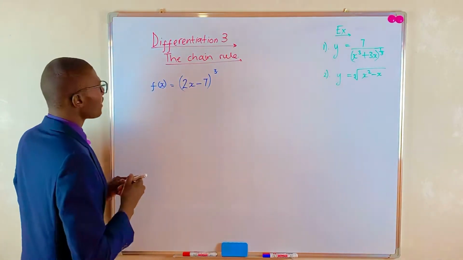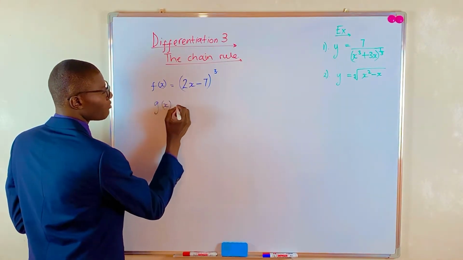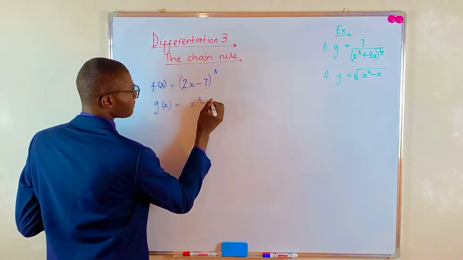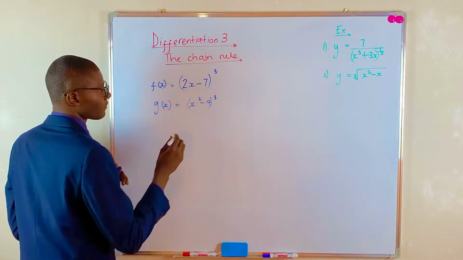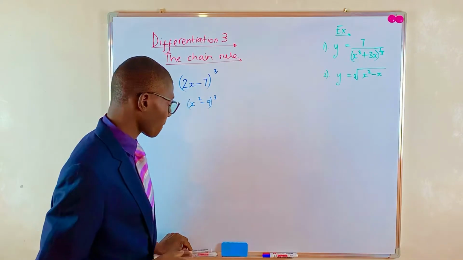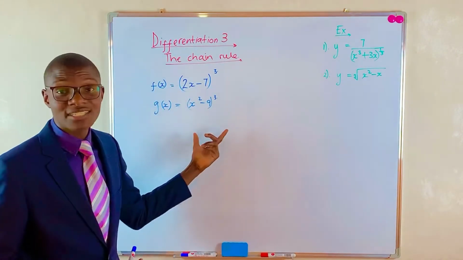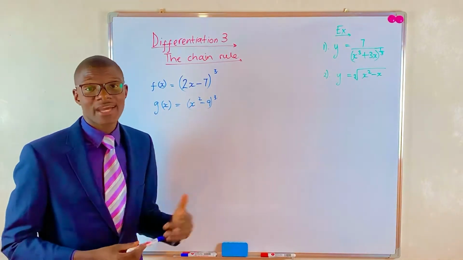As well, we can have another function, say function g of x, being equal to x squared minus 9 raised to the power of 3. Like that. For this function, what we should see is that this is a cubic function of the quadratic function x squared minus 9.